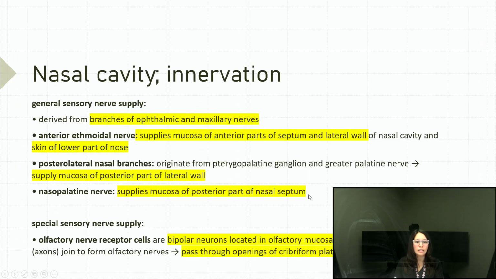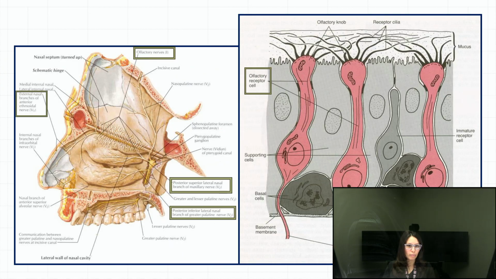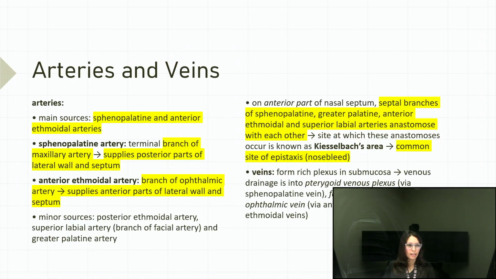So essentially, those are passing through the openings of the cribriform plate, and they are ending in that olfactory bulb. And that olfactory bulb is what eventually continues into the olfactory tract, and that's going to be considered cranial nerve number 1. Now, also, if we talk about innervation, we have to talk about arteries and veins, so blood supply.